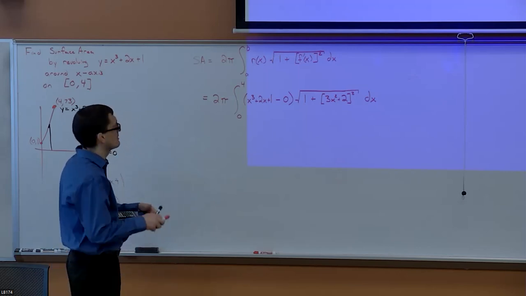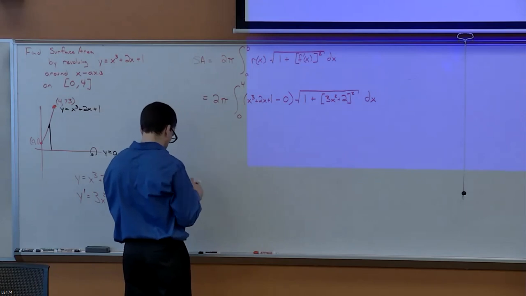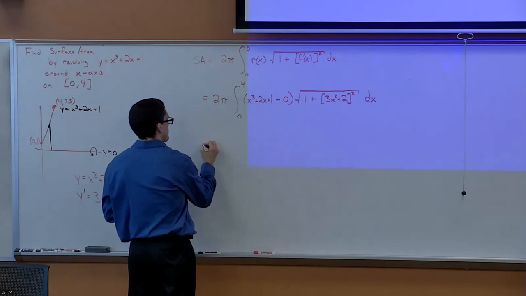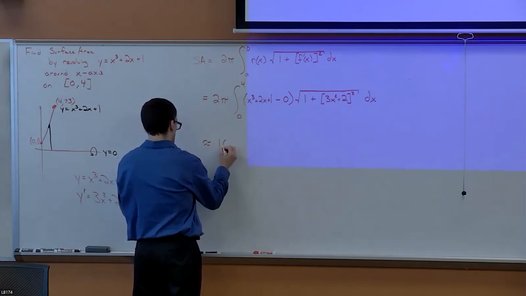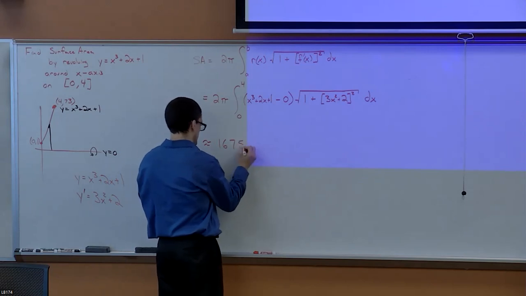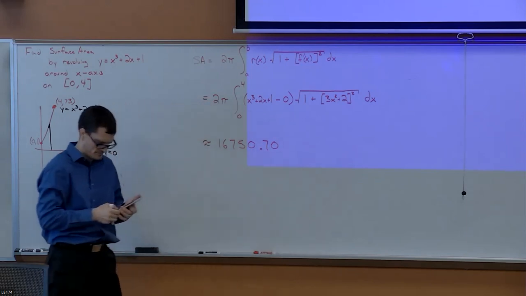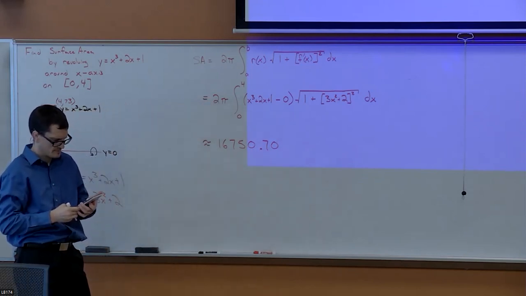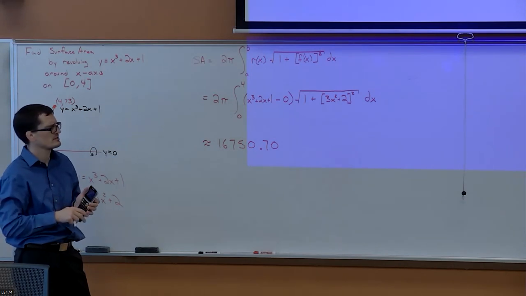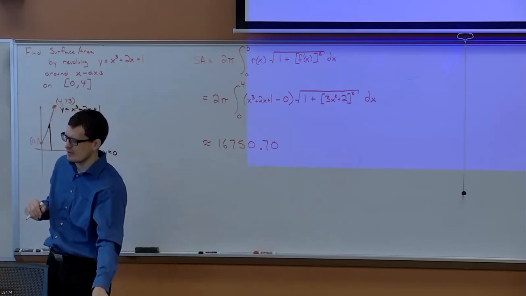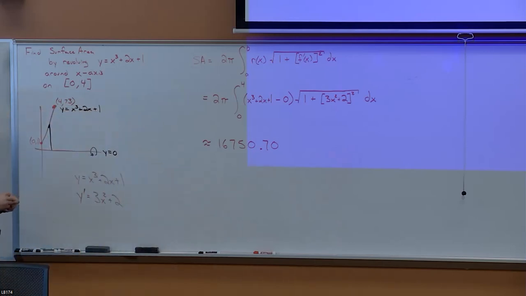And so the answer to this problem is approximately 16,750.70. That what you got? 16,750.70. Approximate. That's a rounded to 2 decimal places answer. So just be careful about how you type that in.